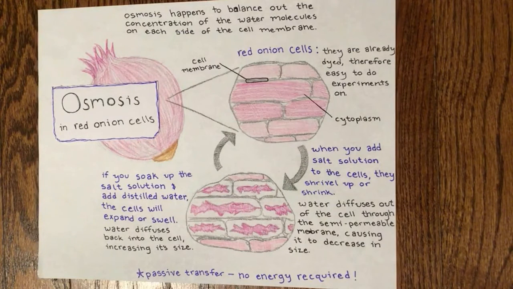When you add salt solution to the cells, they will shrivel up or shrink. This is because water diffuses out of the cell to even out the water molecules on each side of the semi-permeable membrane, causing it to decrease in size. If you soak up the salt solution and then add distilled water, the cells will expand or swell. This is because water diffuses back into the cell, again evening out the water molecule concentration and increasing the size of the cell.